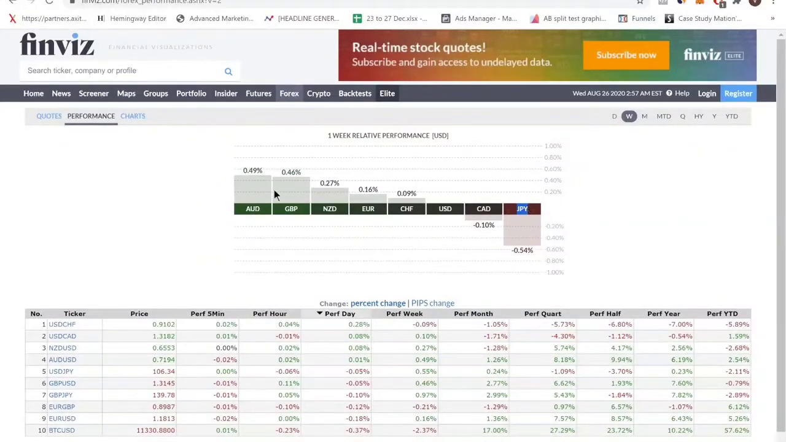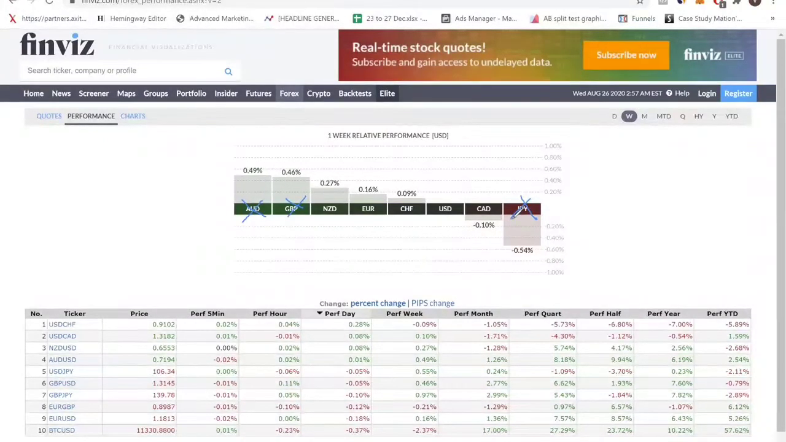Now, in this case, because pound has also moved almost the same distance as the Aussie, you can also potentially cross out a pound. Okay, let me see if I can draw it for you. So I will not trade Aussie, I will not trade pound, and I will not trade yen, because these currencies have already moved.